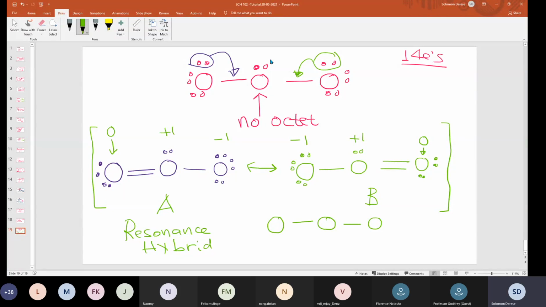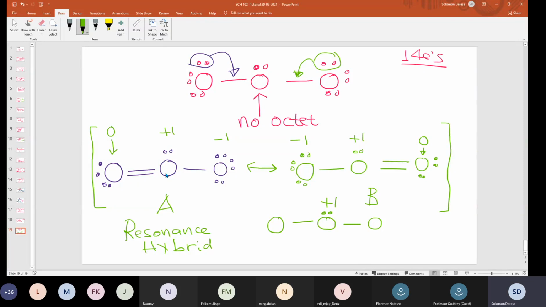When you look at the oxygen in the middle, the central oxygen, what is the charge on it in both cases? What is the charge on the oxygen at the center? In both cases, it is +1. So in the resonance hybrid, we should expect to have a +1 charge on that oxygen. It has got a lone pair of electrons.